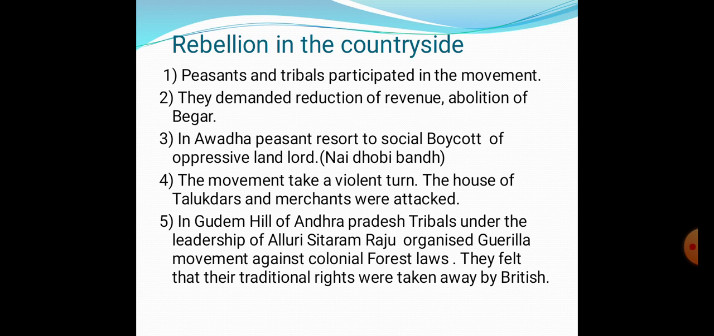In Gudem Hill of Andhra Pradesh, tribals under the leadership of Alluri Sitarama Raju organized guerrilla movement against the colonial forest law. These measures were not supported by the Congress. They felt that their traditional rights were taken away by the British.